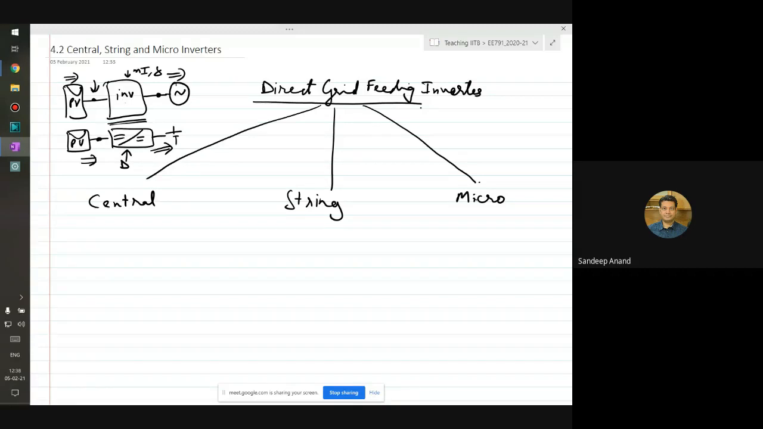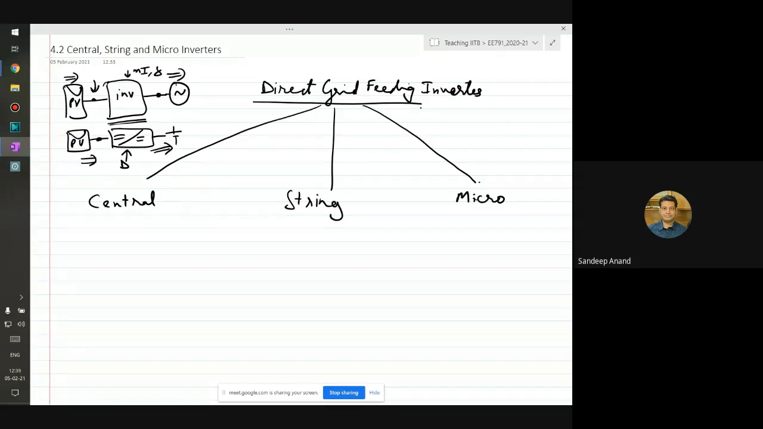Now, I have drawn the inverter as a black box. It could have a combination of DC-DC converters and inverters. It could have multiple power converters. But the main thing to notice is there's no battery storage in this system, and the grid, in fact, quote unquote, acts as a large battery storage, or a large source or sink. All right, now these are the three different categories within direct grid feeding inverters.